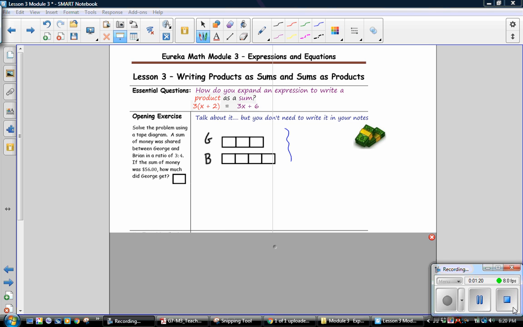Together, they have a sum of $56. And that is 7 units of money representing $56. To find the amount of money in 1 unit, divide by 7 units. So each unit has $8. Then how much does George have? George has 3 units of $8, which is $24.